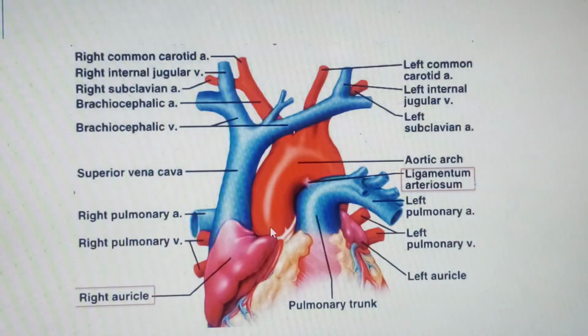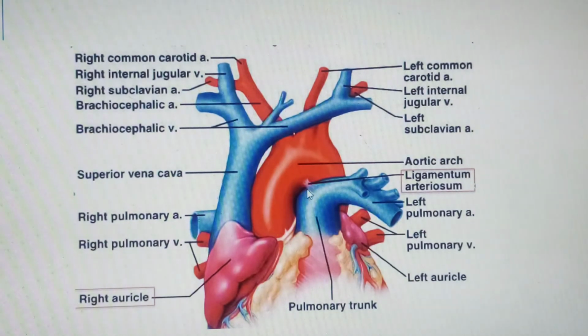Now we also find another duct, or another shunt, connecting the pulmonary trunk to the arch of aorta, and that's what we call the ductus arteriosus, shunting blood from the pulmonary trunk so that it doesn't get to the lungs but gets to the arch of aorta. This bypass system in postnatal life becomes a fibrotic remnant connecting these structures, and that's what we call the ligamentum arteriosum.